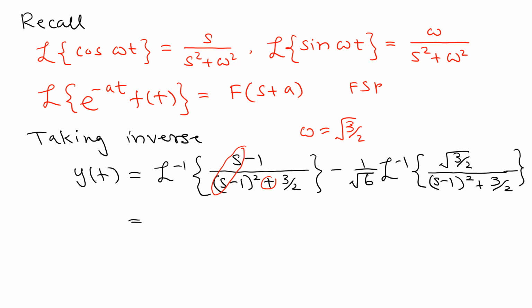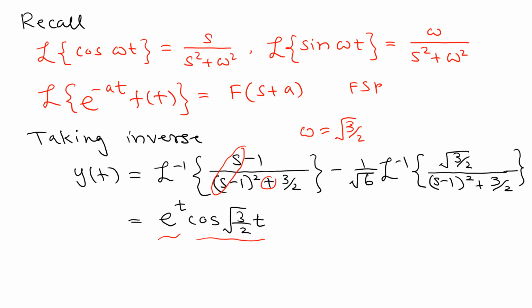You can see the function in this case is simply cosine of the square root of 3 over 2 times t. Now the shifting part in this case is s minus 1. That means a equals minus 1. Since a equals minus 1, you need to multiply by that e to the negative at term, which is going to be in this case e to the t, because a equals negative 1. That's how we do it. So we first write the form and then multiply the shifting part.